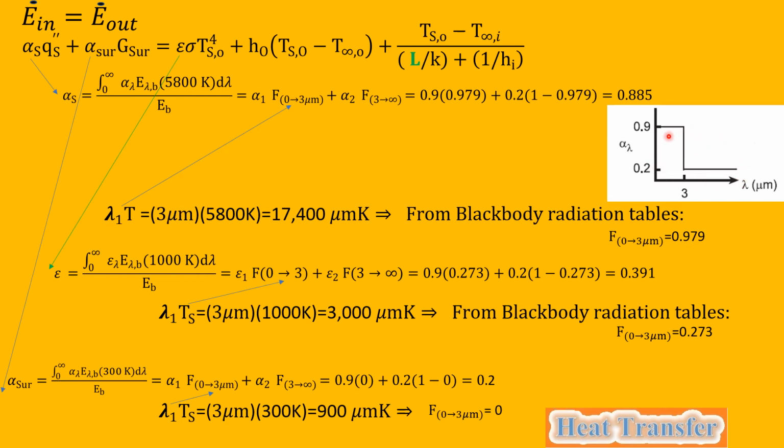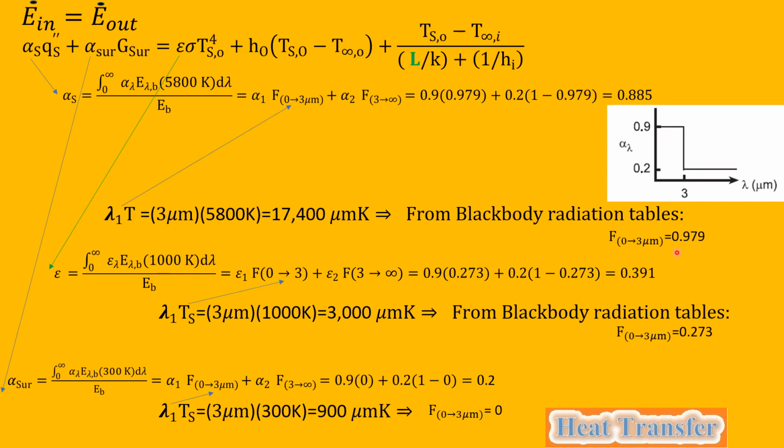The wavelength we have in the text of the problem, where they break down the absorptivity with respect to wavelength. Under 3 micrometers, we have 0.9. Above 3 micrometers, we have 0.2 right here. This is what we're going to utilize. So the wavelength, which will be 3, times 5800, the temperature of the source of the radiation, which is the sun. This will give us 17,400 micrometer Kelvin. Now we're going to take this number and go to our textbooks, or wherever you have a table for black body radiation. Here you can find the corresponding value for this.